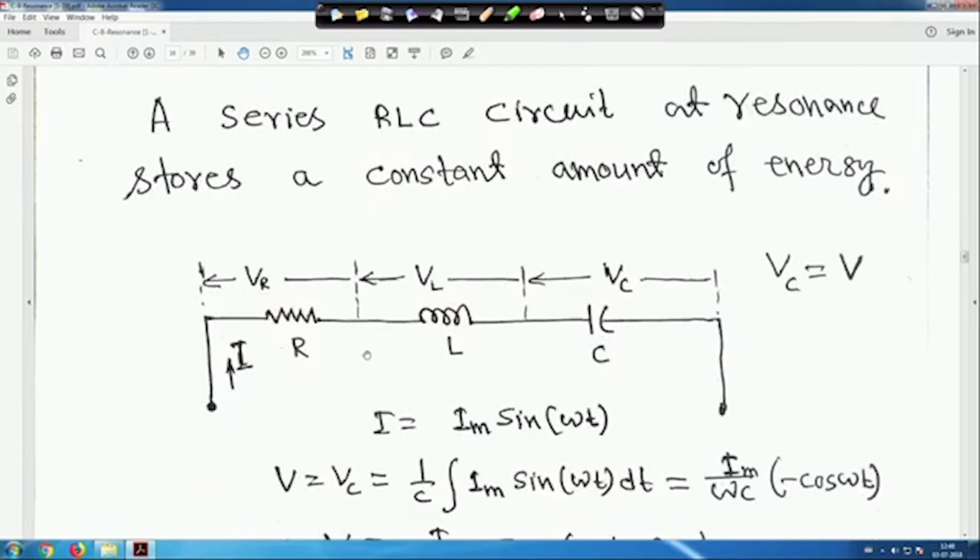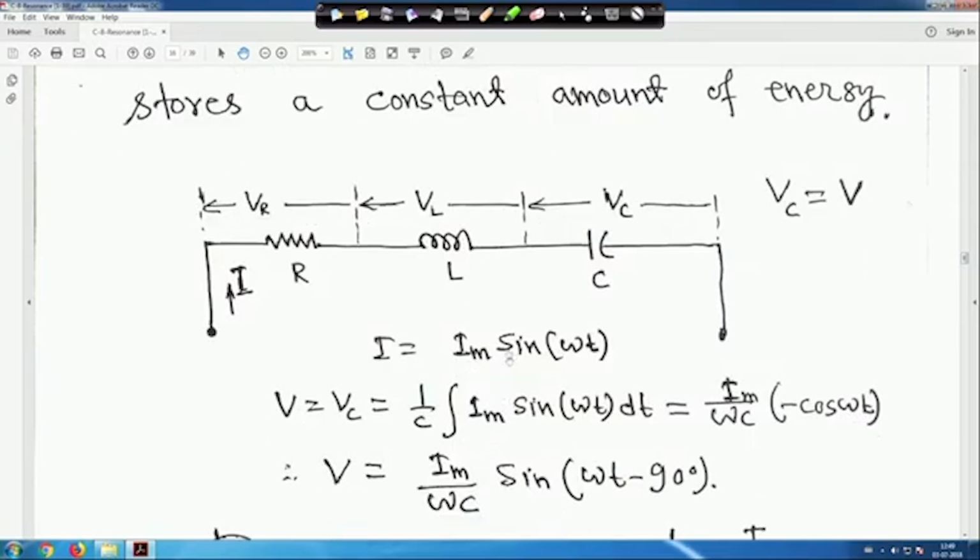Suppose this is a series RLC circuit, with VR equal to I into R, and current I flowing through it, and this is my L. VL is the voltage across the inductor and VC is the voltage across the capacitor, and we are assuming VC is equal to V. Now, say I is equal to I m sin omega t, an AC quantity.